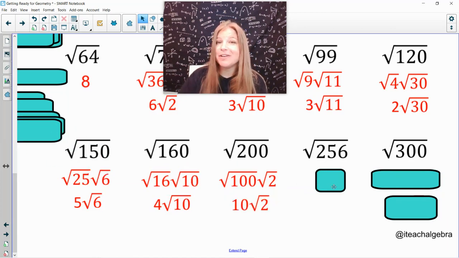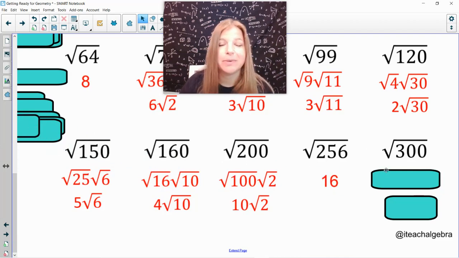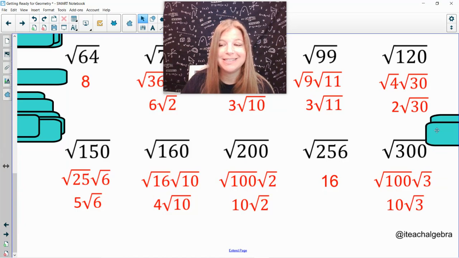256, that is a perfect square. The square root of 256 is 16. And then our last one, radical 300. It's just like radical 200. That would be radical 100, radical 3, which is 10 radical 3.